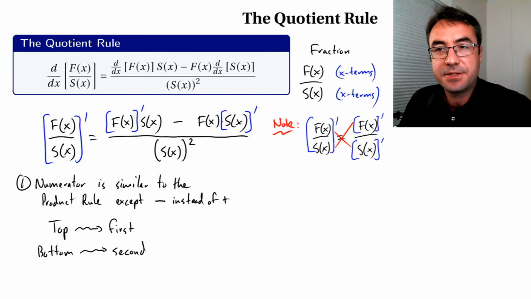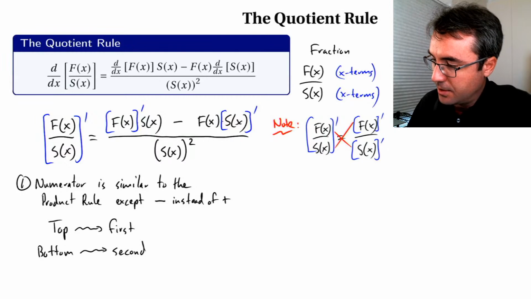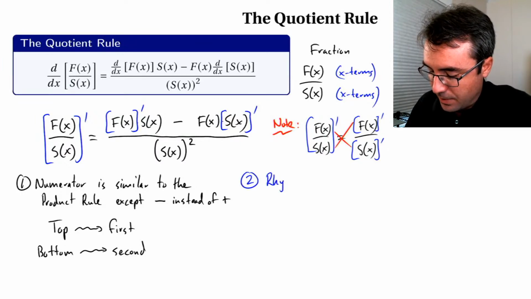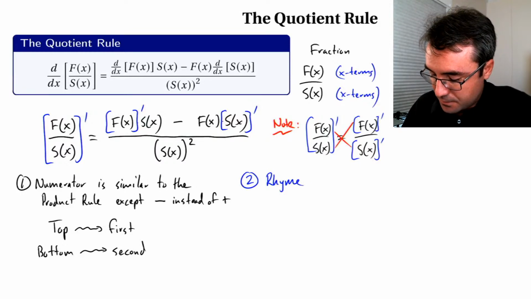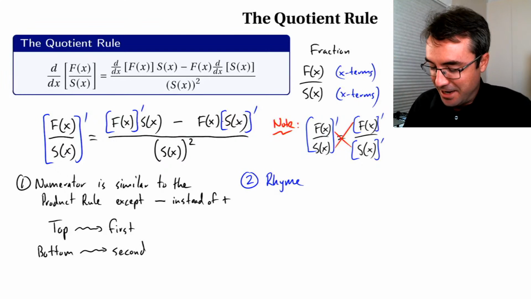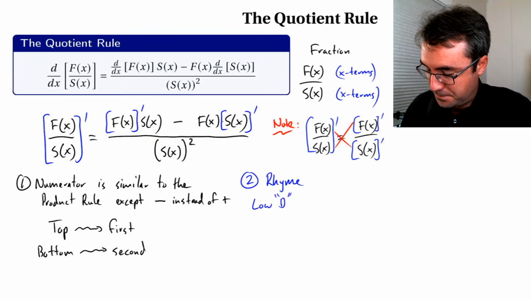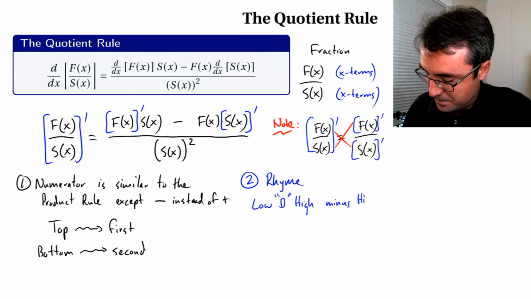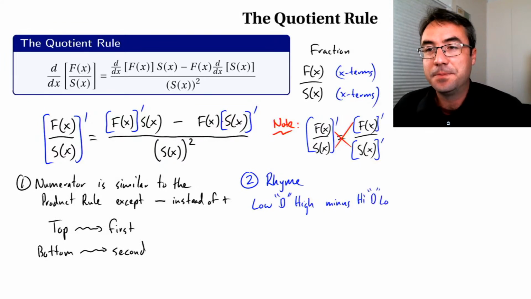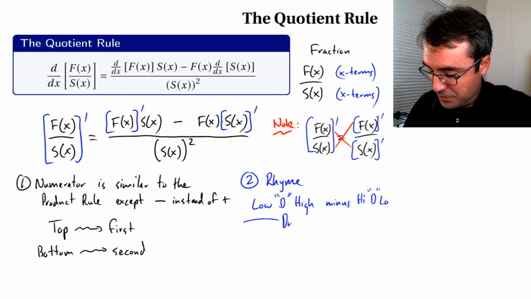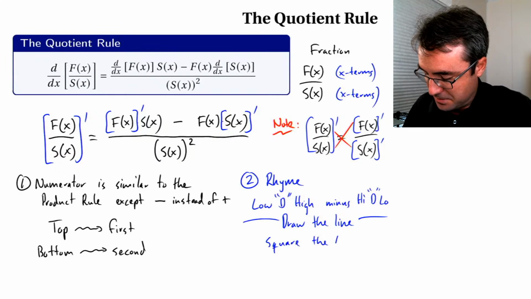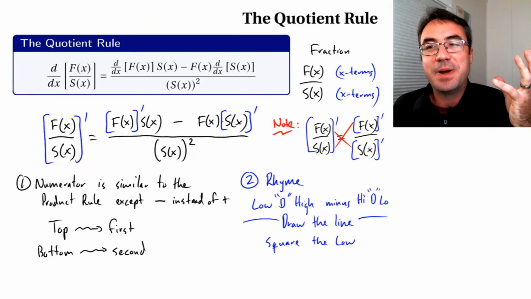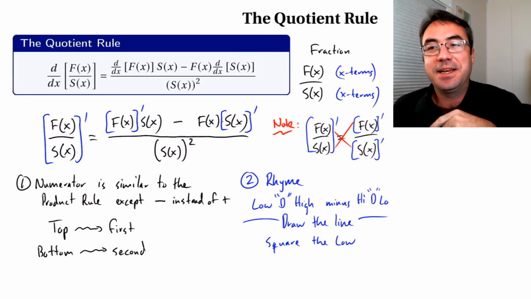Another way to remember this, here's a little jingle for you, sort of a little rhyme. You can think of it, sing it to yourself. Low D high minus high D low. And then draw the big line and you square the low. So you can also remember it that way. Low D high minus high D low. Draw the big line and you square the low.